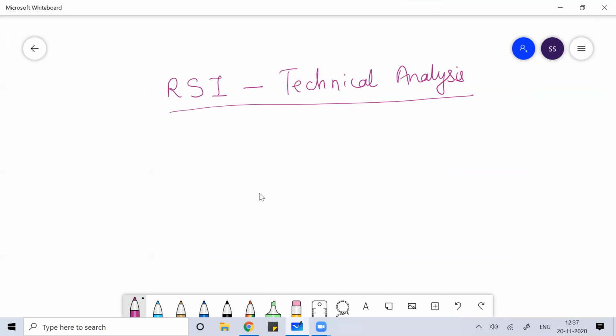RSI is basically an oscillator, which gives you a value between 0 to 100. Any value which is less than 30 means that this particular stock has reached the oversold region. So if you see the RSI value of any stock which is less than 30, the stock is in the oversold region. You can find that by reading any article on RSI. And if you see the RSI value which is more than 70, that means the stock is in the overbought region.